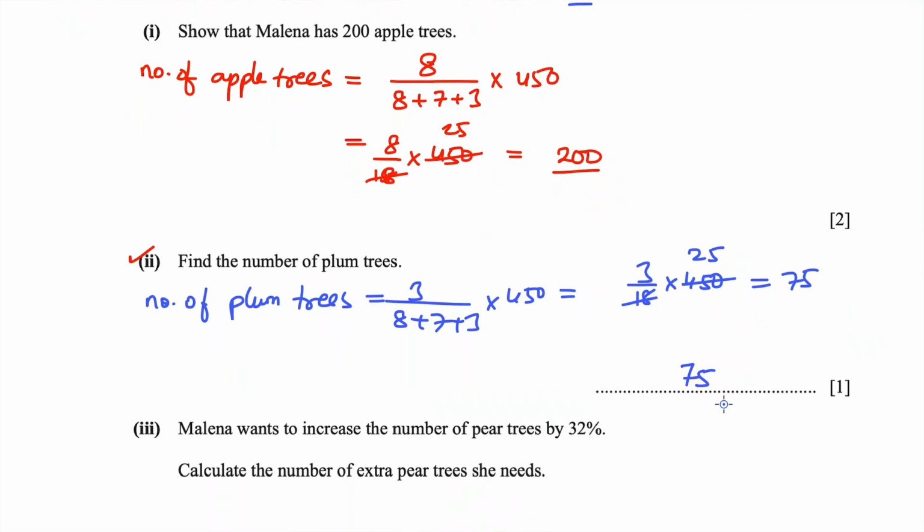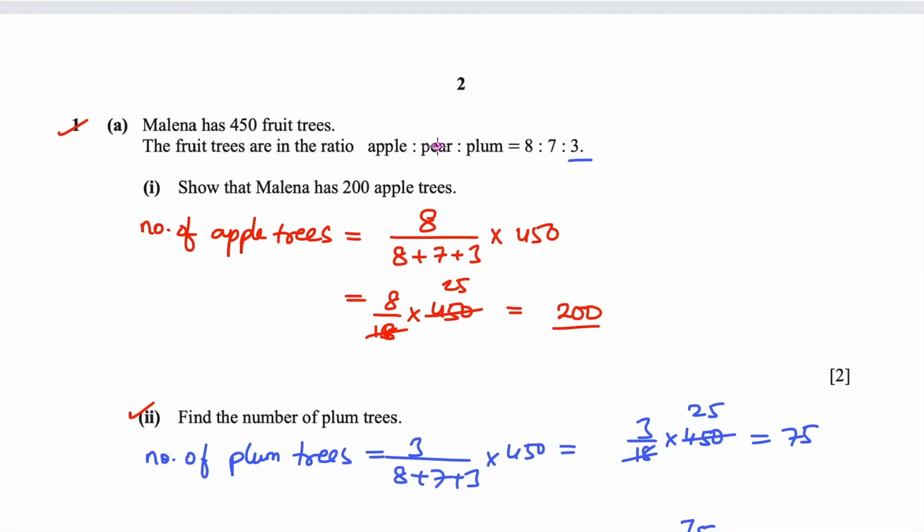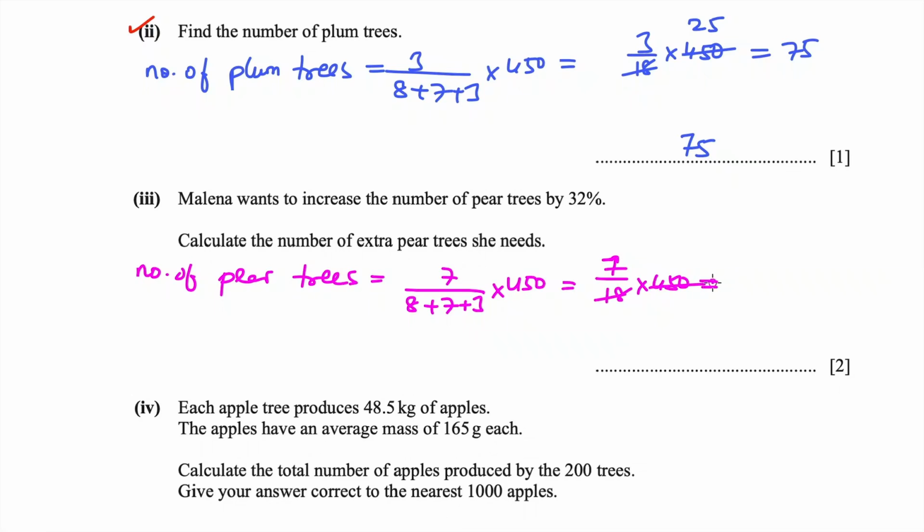Now the third question. Malena wants to increase the number of pear trees by 32%. Calculate the number of extra pear trees that she needs. So if we can find out how many pear trees she actually has, and for the pear the ratio is 7, the number of pear trees that she actually has is given by 7 divided by 8 plus 7 plus 3 into 450, which is 7 by 18 into 450, and this goes in this 25 times. 7 into 25 is 175. So she has 175 trees.